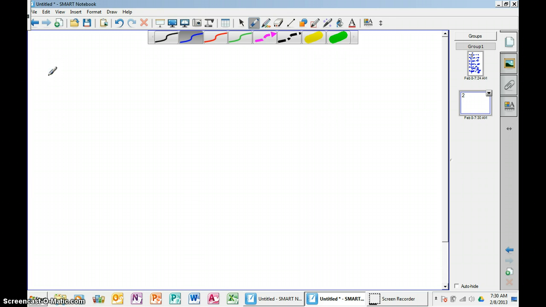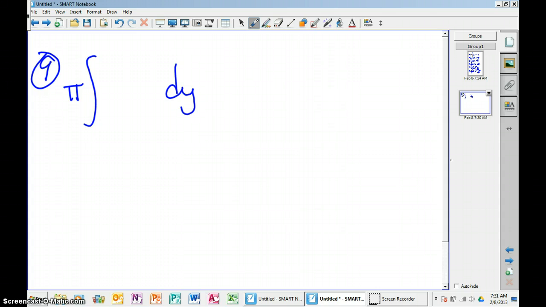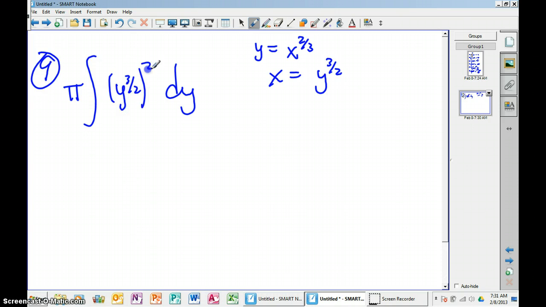Okay. Number 9, once again, a picture. And the picture is still going to the y-axis, so it's going to be dy, okay? And it gave it to you in y equals x to the 2/3 power. Well, now we're going to have to undo the power, so it'll be x equals y to the 3/2 power. And so it's y to the 3/2 power, squared.